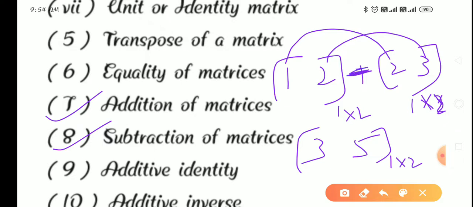Suppose your subtraction sign is there, then how can you subtract? First of all, the order should be the same to subtract the matrices. So 1 minus 2 is minus 1 and 2 minus 3 is minus 1. So minus 1, minus 1. It is also a matrix of order 1 by 2. So like this you can add and subtract. So what is the condition to add or subtract the matrices? The order of the matrices to be added or subtracted should be the same.